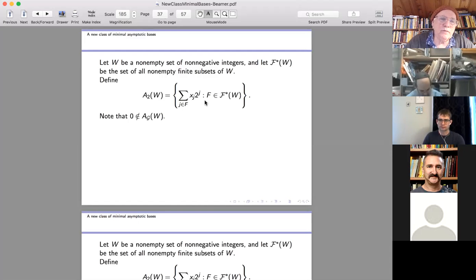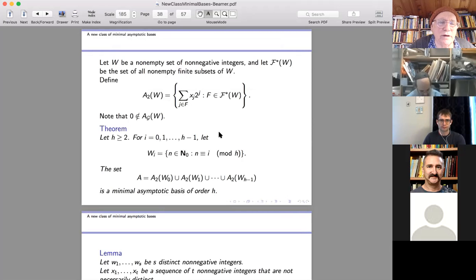So if you have a set W, this is all the numbers you can write as sums of powers of 2 that are in the set W. And since W is a set of non-empty finite subsets, 0 is not in here, right? So the F is never the empty set, so there's always some power of 2.